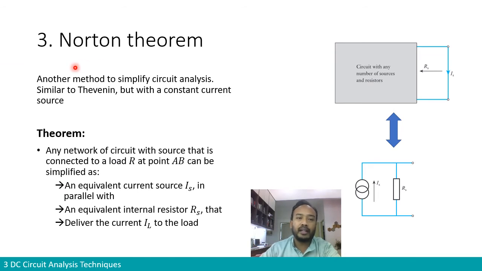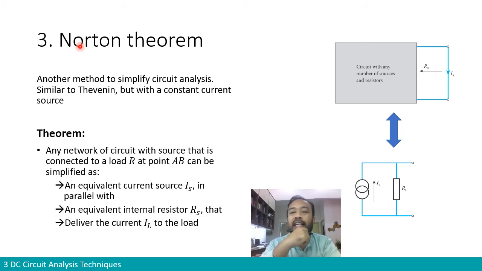So we have done with Thevenin theorem. As I mentioned earlier, in the theorem of simplification of a network, we can simplify any circuit outside of the load that we are considering as either an equivalent voltage source or an equivalent current source. So now Norton theorem is similar to Thevenin theorem, but instead of considering the whole network as an equivalent voltage source, now we are considering the whole network as a current source.